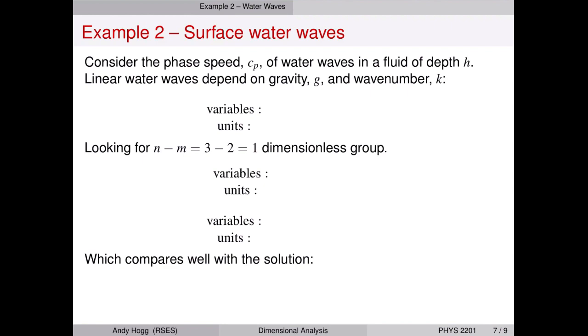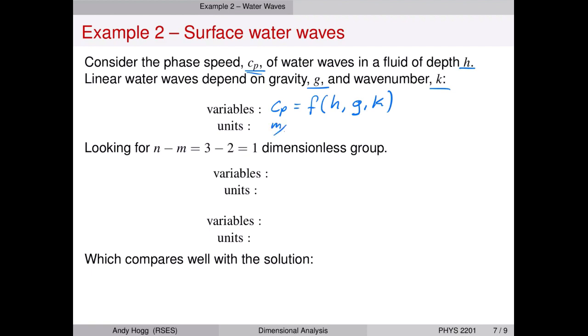Let's look at another example, that of waves travelling on the surface of water. We are once again interested in the phase speed, Cp, and we happen to know that these waves depend on fluid depth, h, gravity, g, and wave number, k. In this case, I'll write the problem slightly differently, to include the left-hand side in the non-dimensionalisation from the very beginning. In other words, we write Cp equals an unspecified function of h, g, and k.